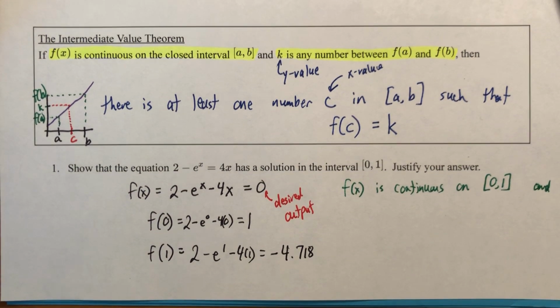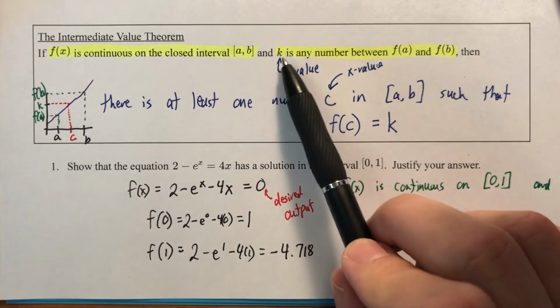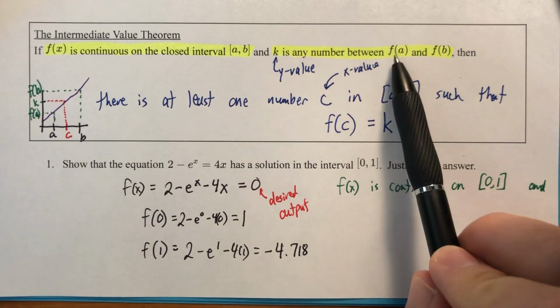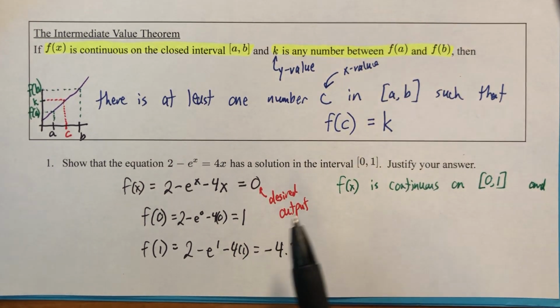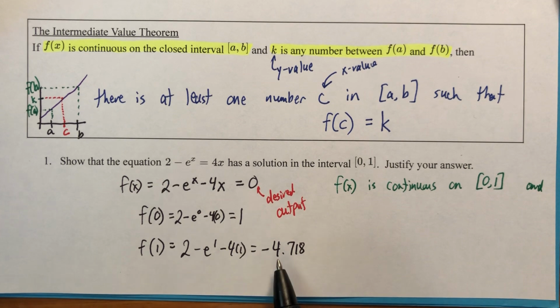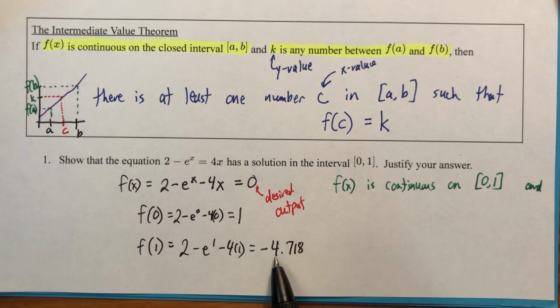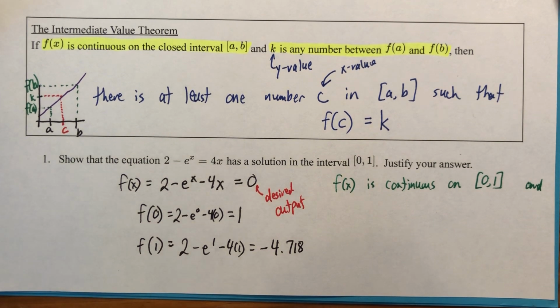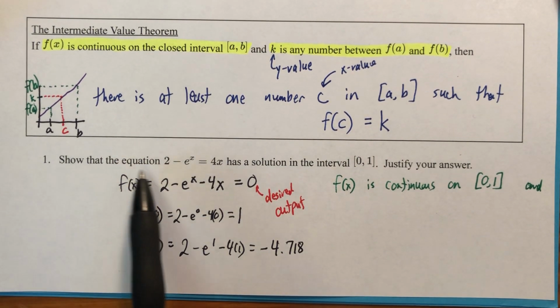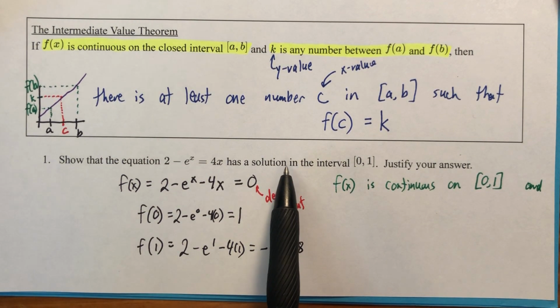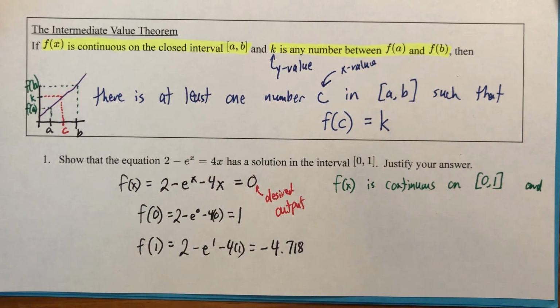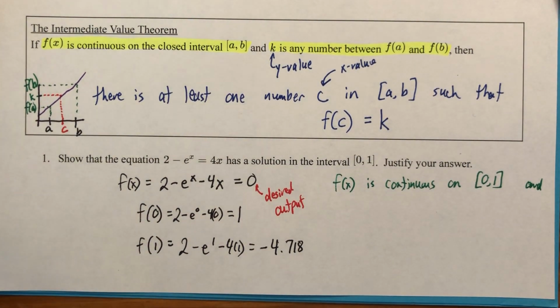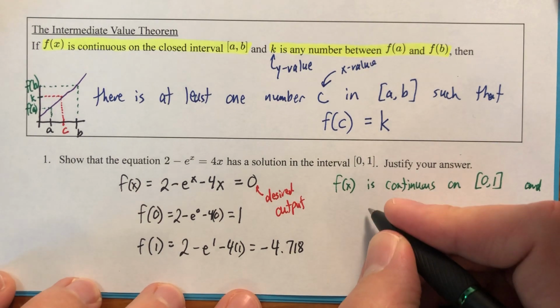Okay, question. Is my desired output in between my two outputs? Is 0 in between 1 and negative 4.718? Yes, I have met my two conditions. All they said is show that it has a solution. In order to do that, I need to have two conditions met. Condition number 1 is met. Condition number 2 is met.